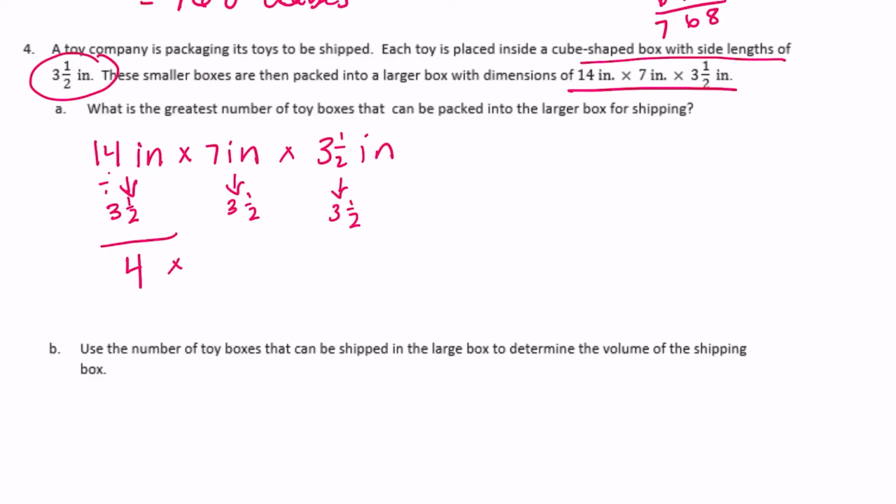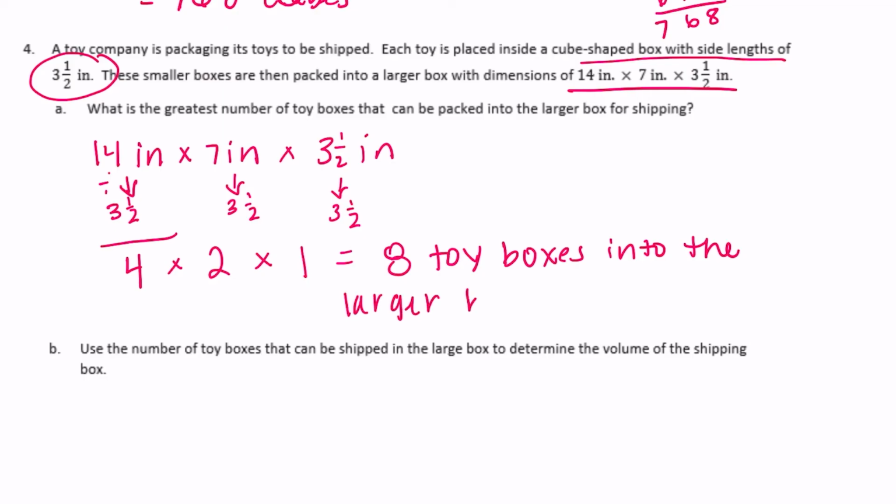Times how many 3.5s can I fit in 7? 2. Times how many 3.5s fit in 3.5? 1. So 4 times 2 times 1 gives me 8. So I could fit 8 toy boxes into the larger box for shipping.